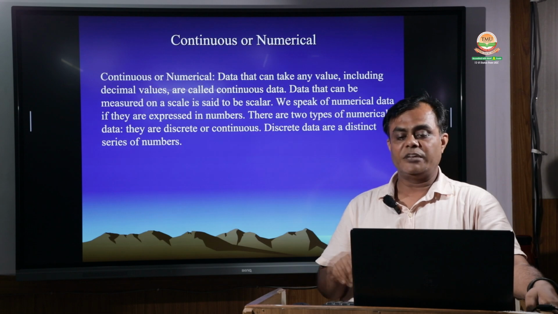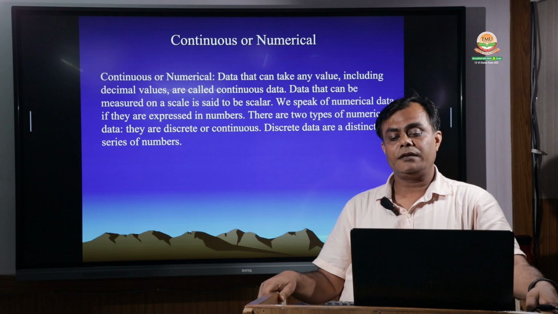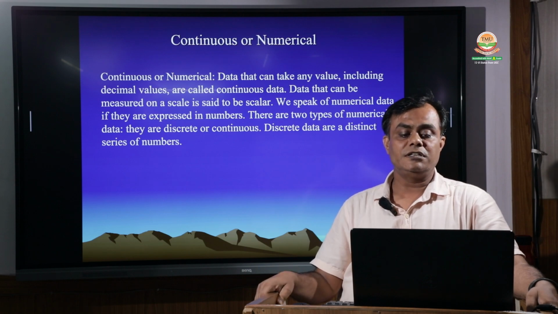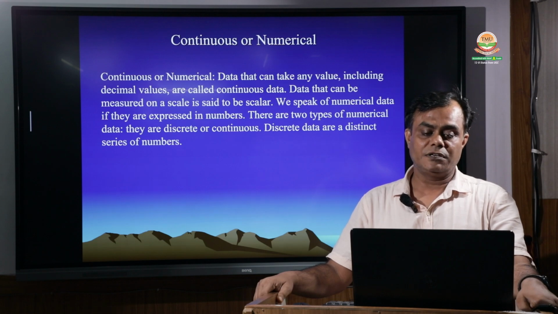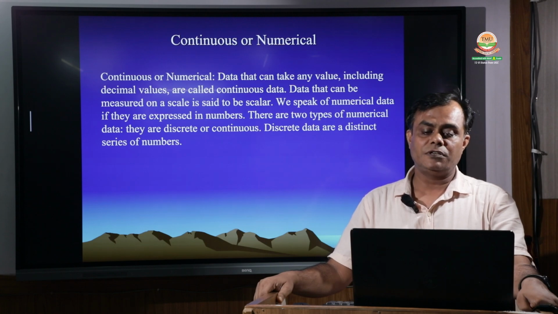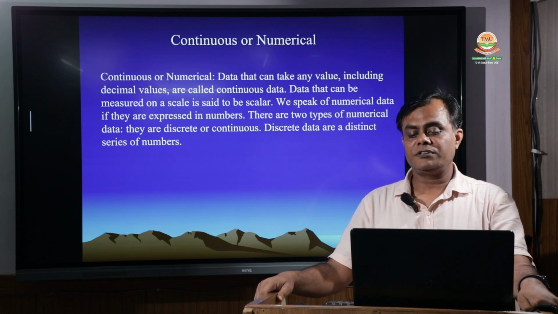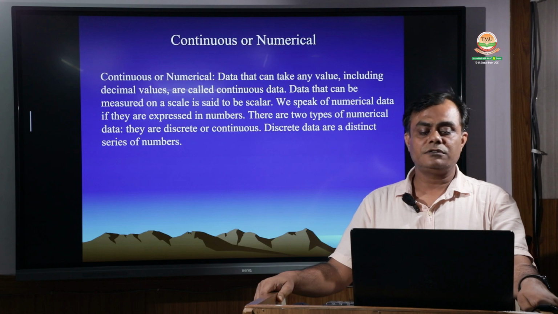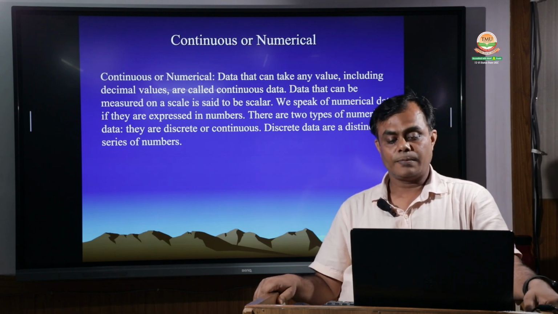Continuous and numerical data. Data that can take any value, including decimal values, are called continuous data. Data that can be measured on a scale is said to be scalar. We speak of numerical data if they are expressed in numbers. There are two types of numerical data: discrete or continuous. Discrete data are a distinct series of numbers. So, continuous or numerical data.